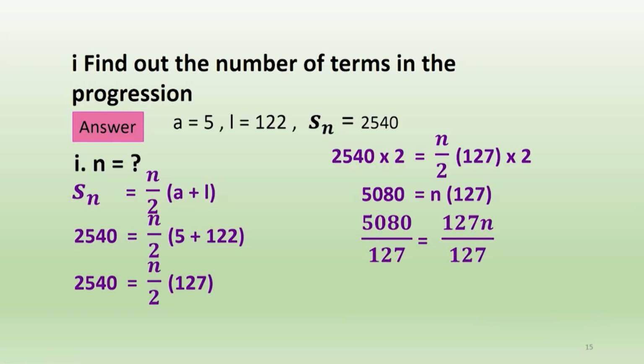So how do we find n? By dividing both sides by 127 we get n. n equals 40. Then we got the number of terms in the progression. The number of terms in the progression is equal to 40. Okay, let's do another example.